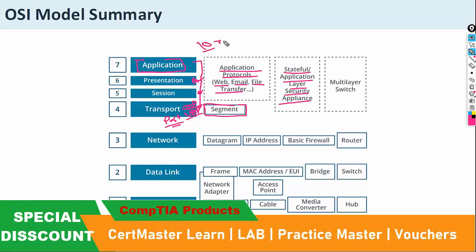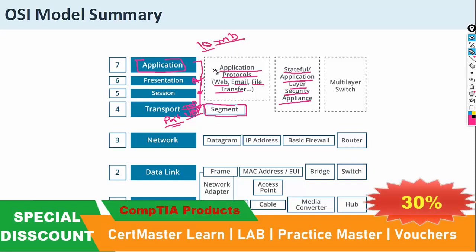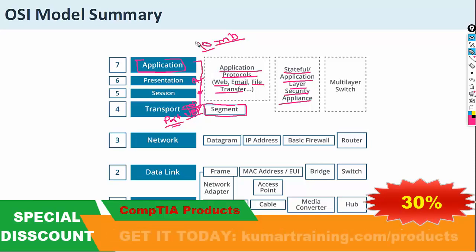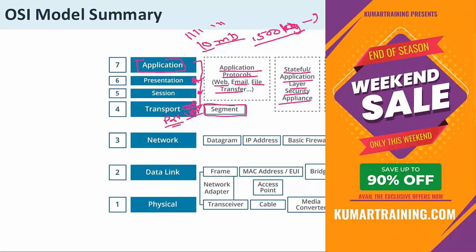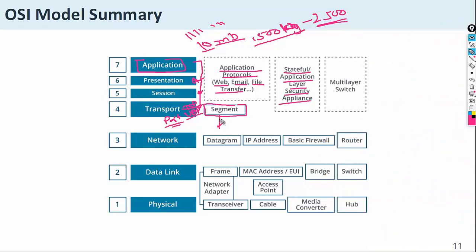For example, there is 10 MB of data. It is not possible to send 10 MB of data in a single packet. So it is divided into small parts, approximately 1500 bytes of data up to approximately 2500 maximum. Then the segment reaches the network layer, where the IP addresses are set.